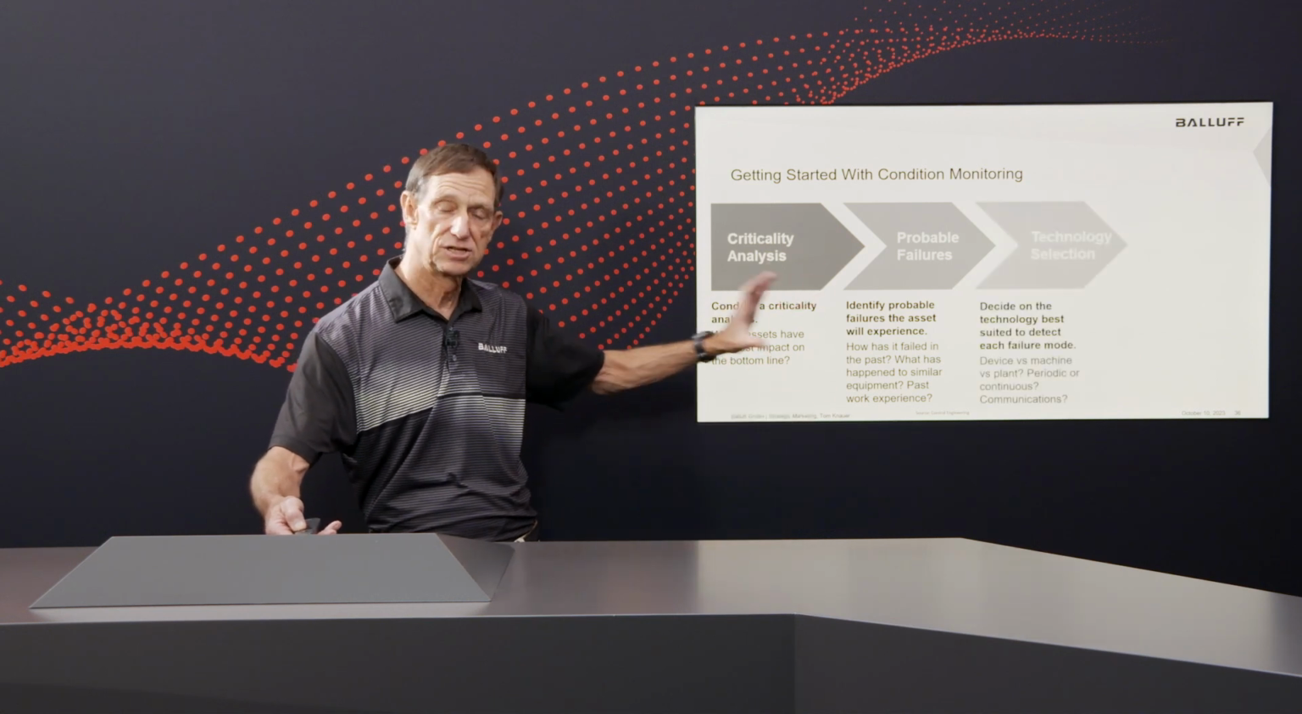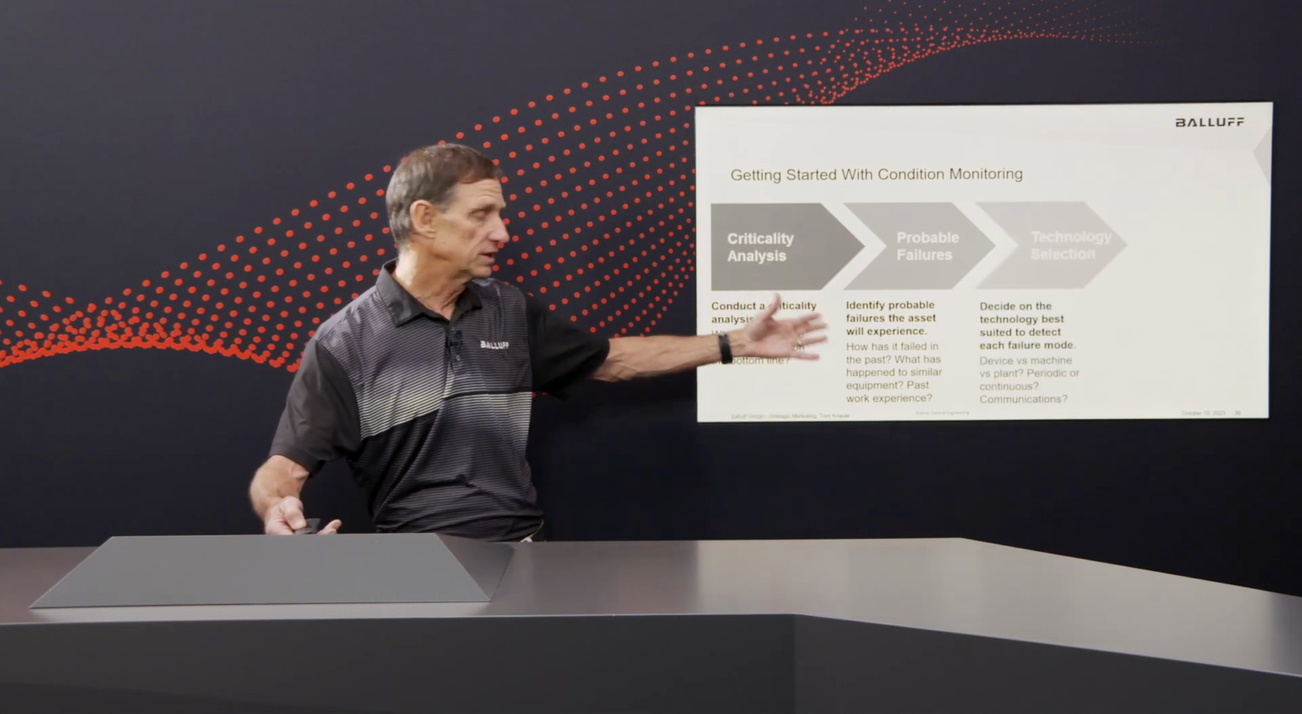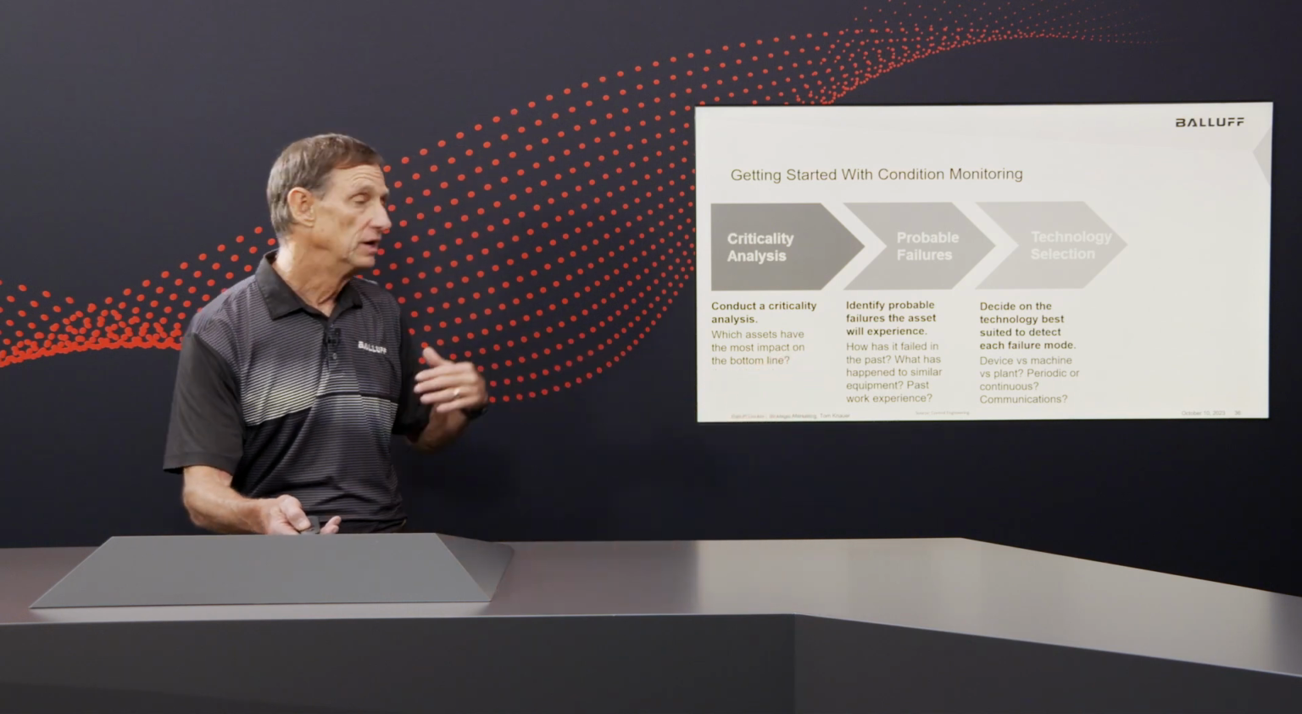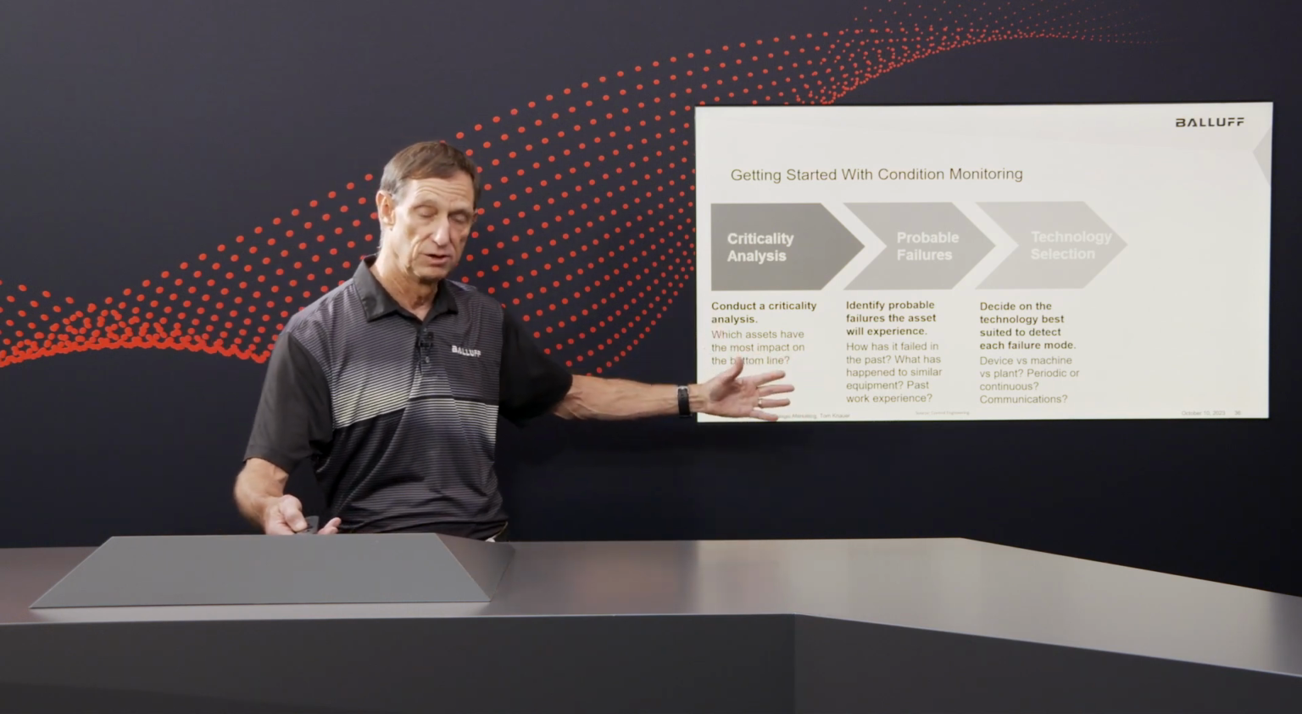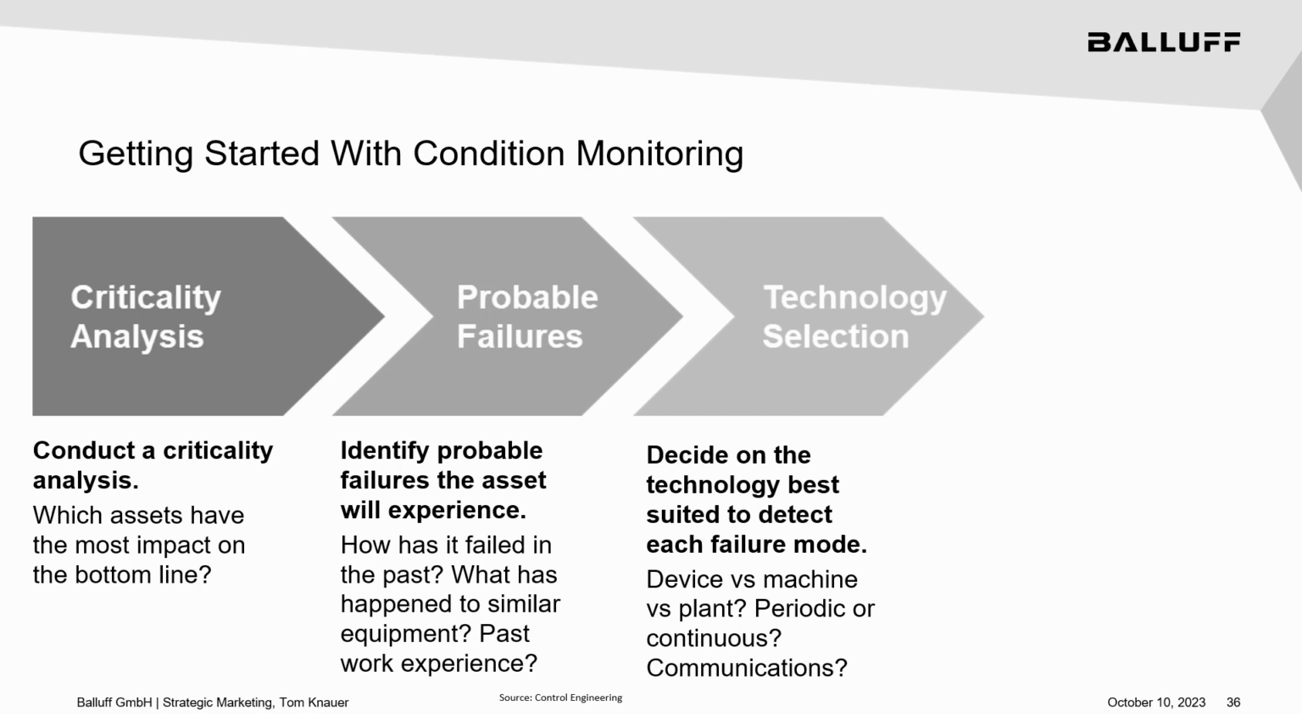Next step is select the right solution. What kind of technology is going to help you address that potential failure before it happens? Do you need to monitor for vibration? Or is it pressure? Or is it temperature? Or is it a combination? What technology is going to allow you to figure out or detect early what might be your failure?